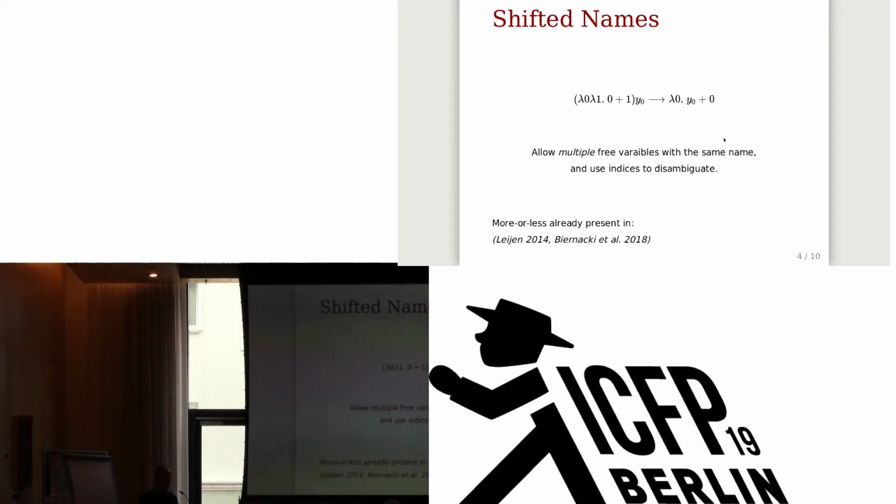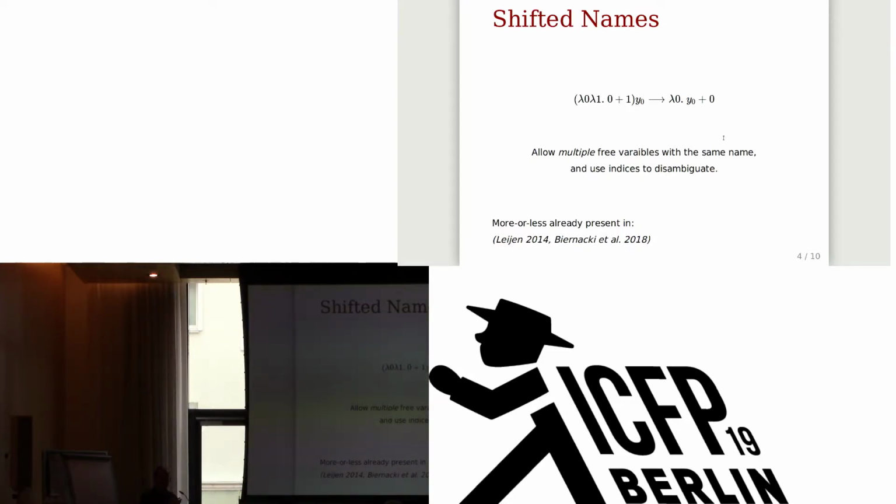It's more or less present in Dan Leijen's Koka language, which is using it for algebraic effects, and Biernacki's work on algebraic effects, where to deal with the problem of possibly having multiple effects which have the same name, if they have the same name, you can use this shift operator to skip one of them. So we only have to worry about distinct names for different things.